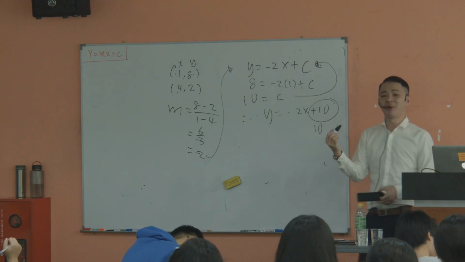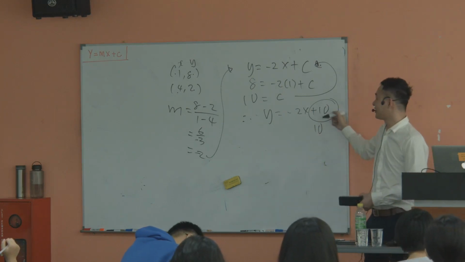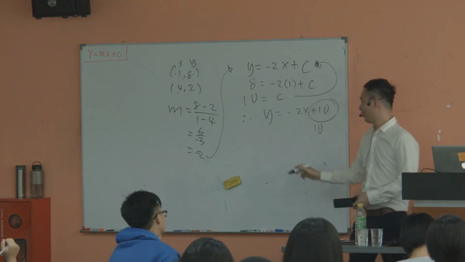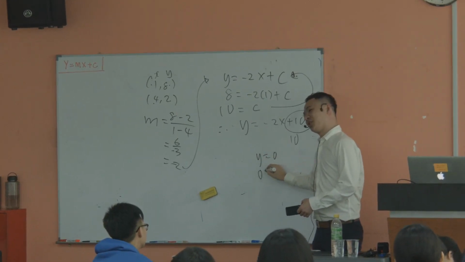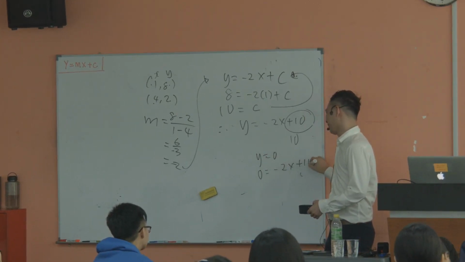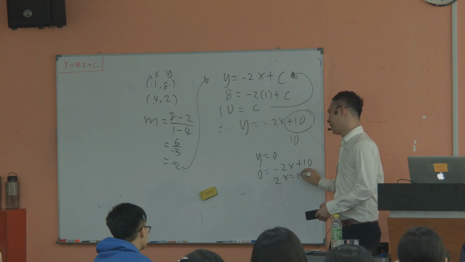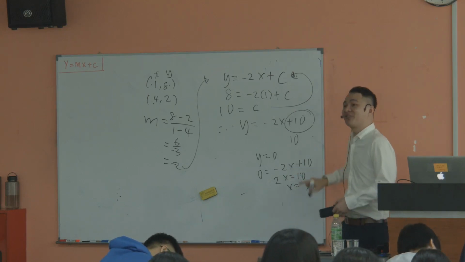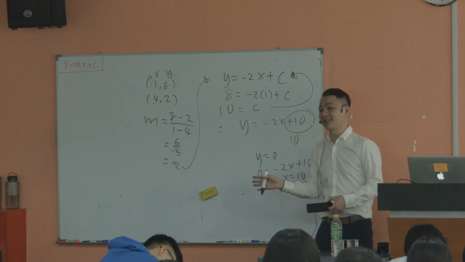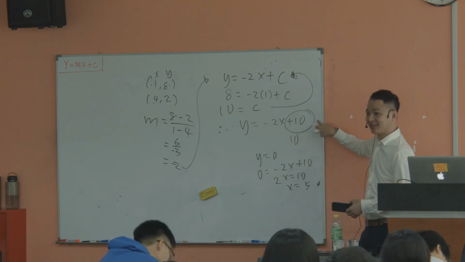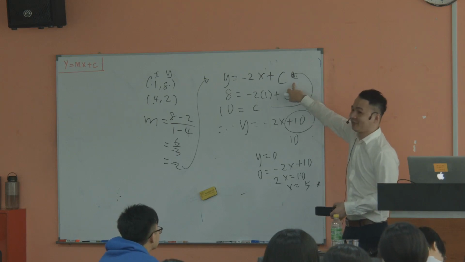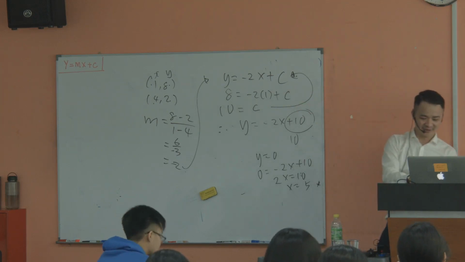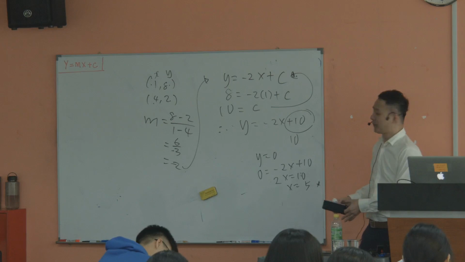If the question asks about the x-intercept, how do we find the x-intercept from here? We make y 0. So 0 equals negative 2x plus 10. 2x equals 10. X equals 5. This will be the x-intercept, if the question asks, but this question just asks for the y-intercept. The y-intercept is just c. Got it? Next. Okay, paper 2 question.